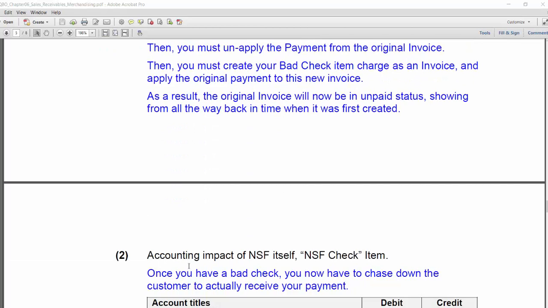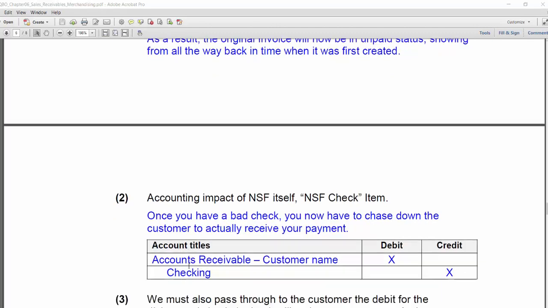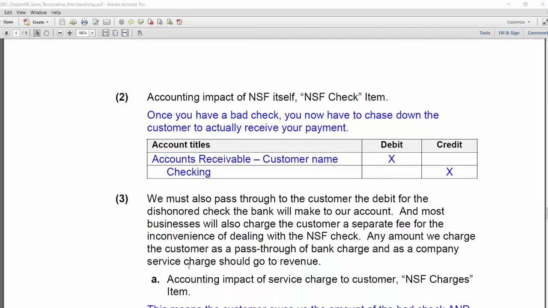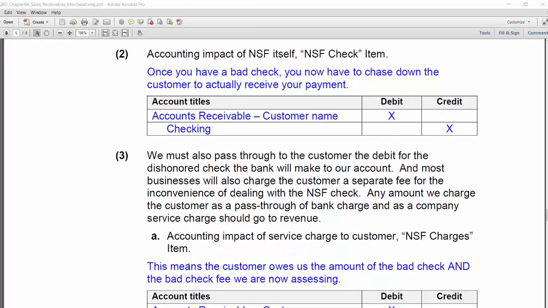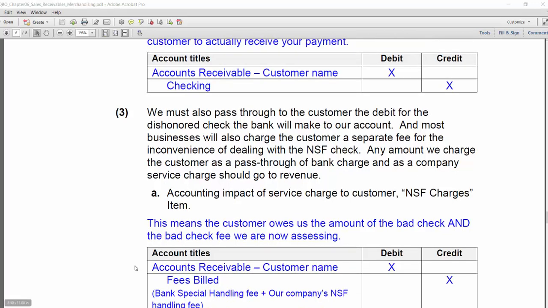So when you have a bad check, you're still going to have to chase down your customer to get your money. So here's essentially what happens. It takes the money back out of your checking account and increases your accounts receivable from that customer. And we're going to pass through charges, so that means we have that reversal of the deposit and reapplication to the bad check invoice item, and we're also going to want to charge that customer for an NSF fee. Differing accounts: NSF checks, bad check charge, fees billed. QuickBooks changes its mind periodically about which charge should be used for an NSF customer check.